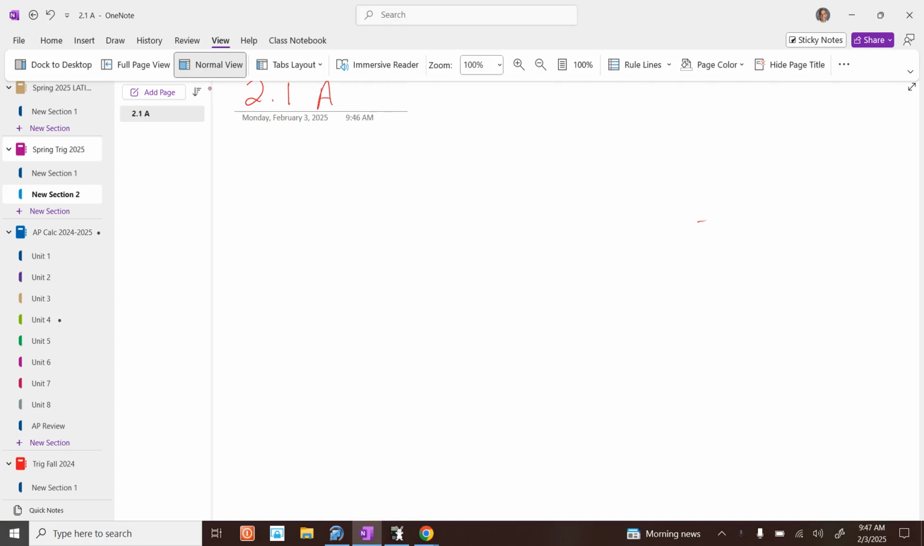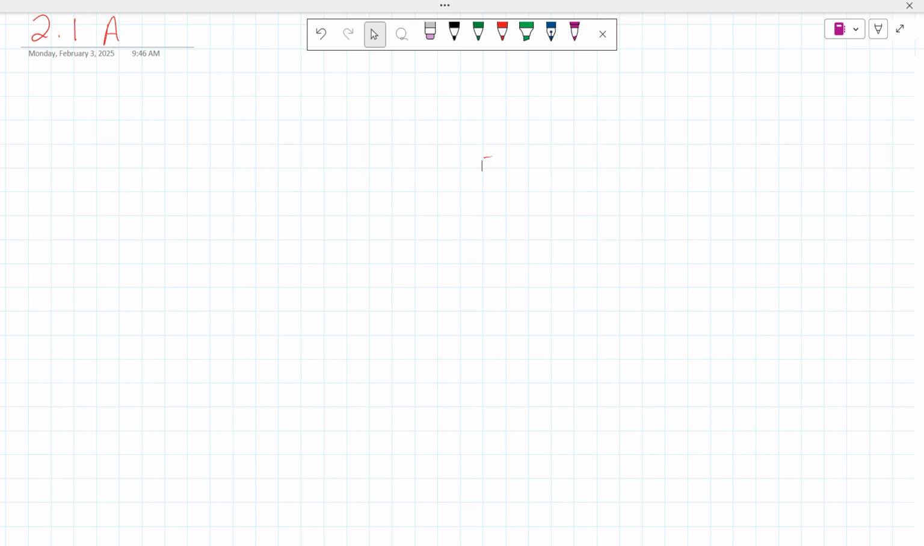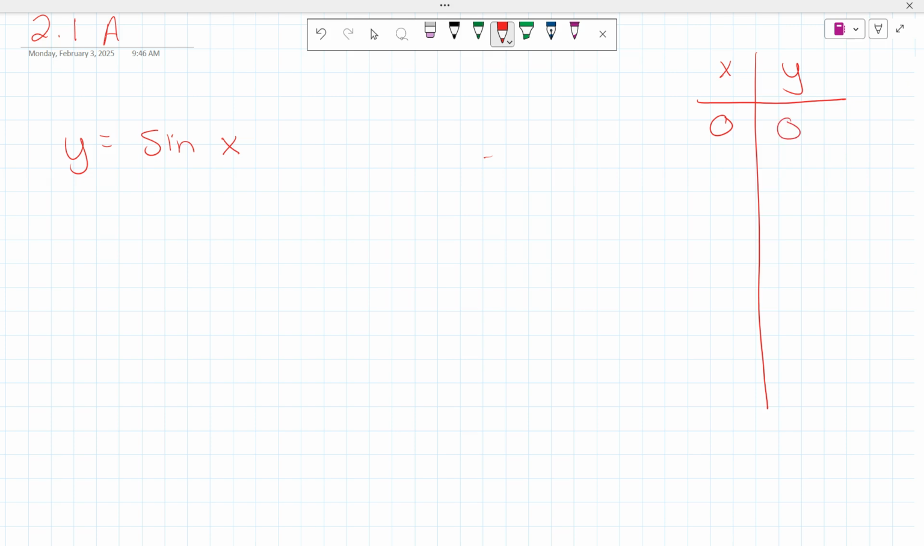All right, so where we're headed is this. The sine of x function, y equals the sine of x. If you look on your unit circle, okay, what is the sine of 0 degrees? 0. The sine of 0 is 0.